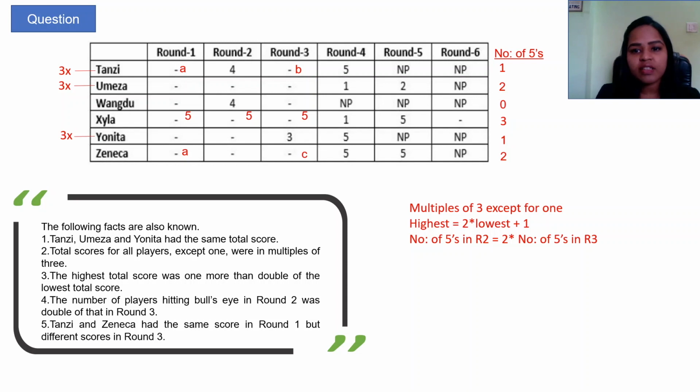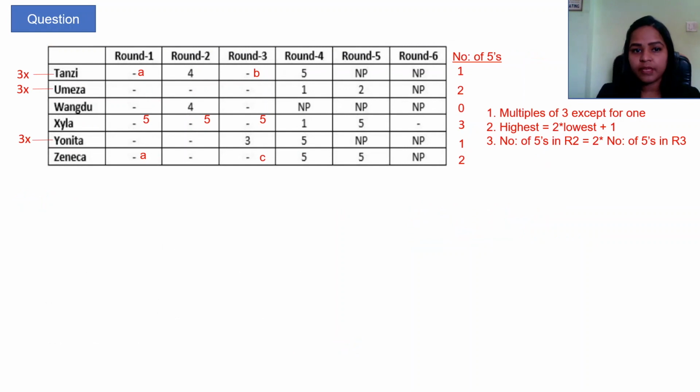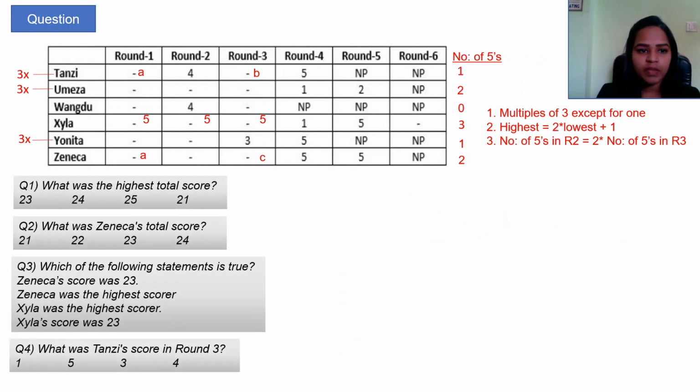I'm not solving this any further. I'm going to directly look at the questions. I'm going to see if I can get any clues from the questions, and let's see if we can solve this very quickly. So let us look at the questions first. What was the highest total score? What was Z's total score? Which of the following statements is true? And what was T's score in round 3? So first we want to know what is the highest total score.